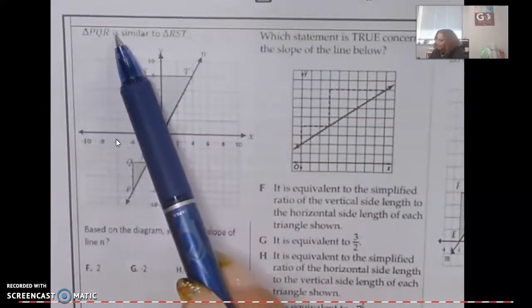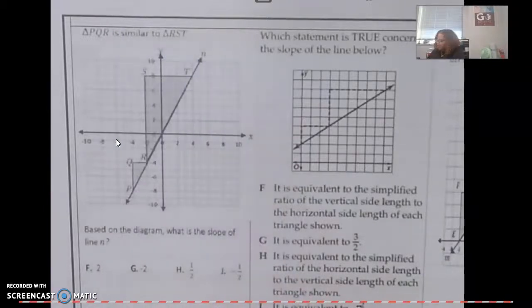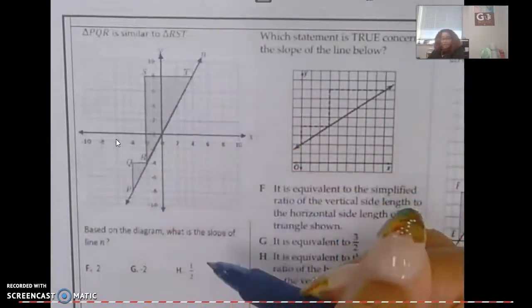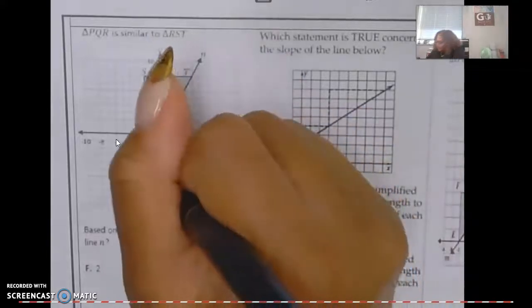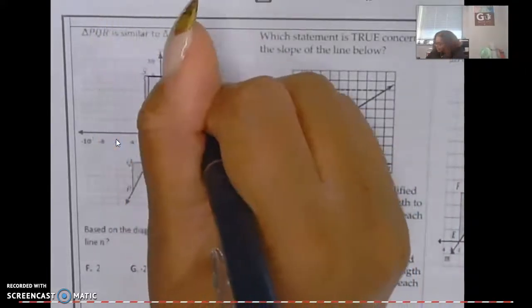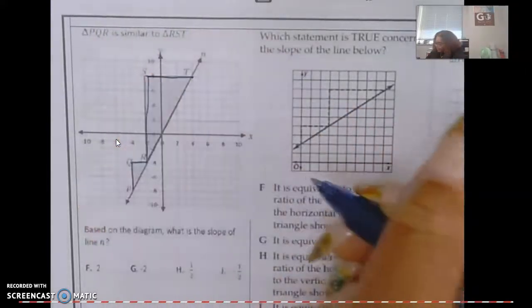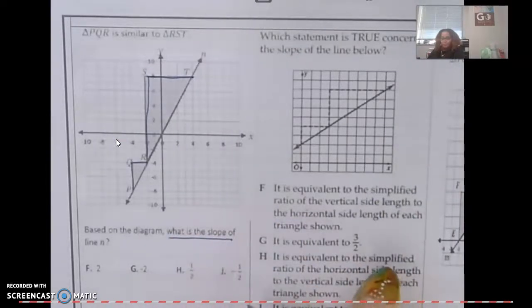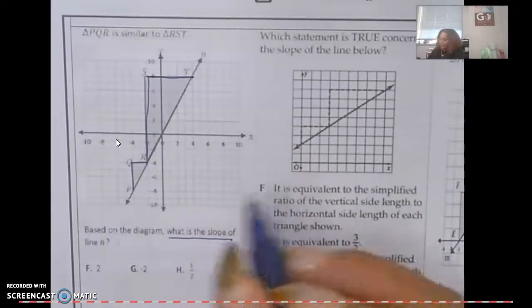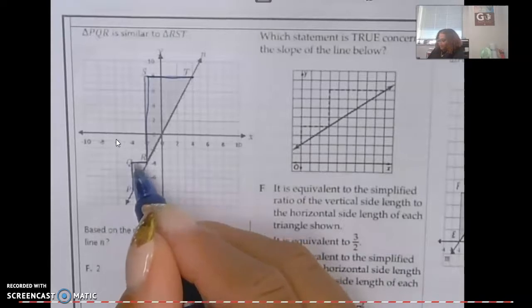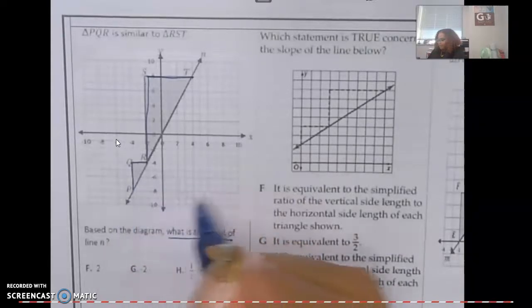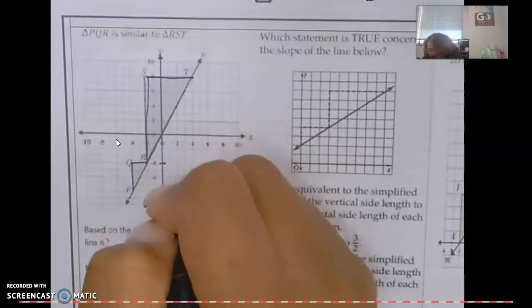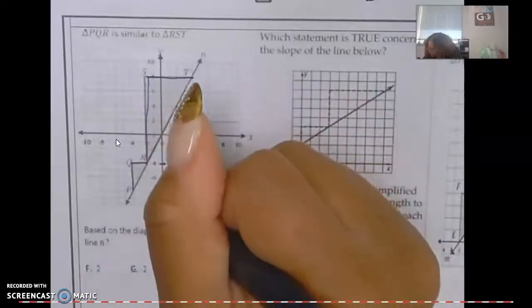It says triangle PQR is similar to RST. So that tells me that I need to be looking for the rise and the run. This is my rise here, and this is my run here, and this is my rise here, my run here. It says, based on the diagram, what is the slope of the line? So I'm counting my units that I've risen, and I'm counting my units that I've run, and then I'm dividing those two.